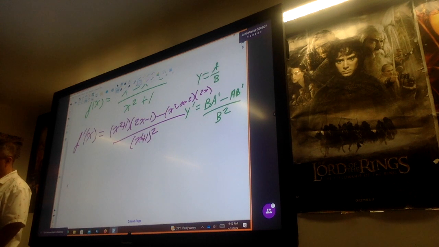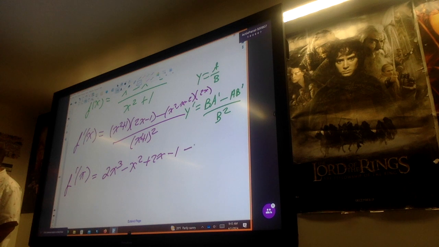Maybe we can clean it up. FOIL the first, that's going to give me 2x to the third minus x squared plus 2x minus 1, minus 2x to the third, plus 2x squared, plus 4x, all over this.